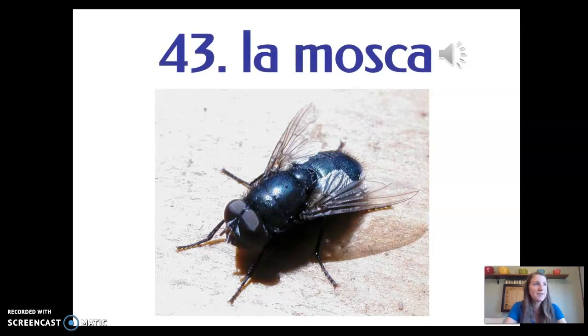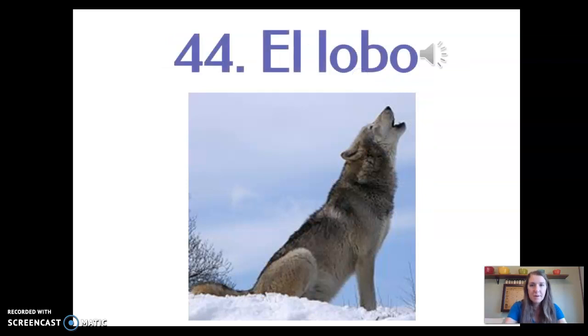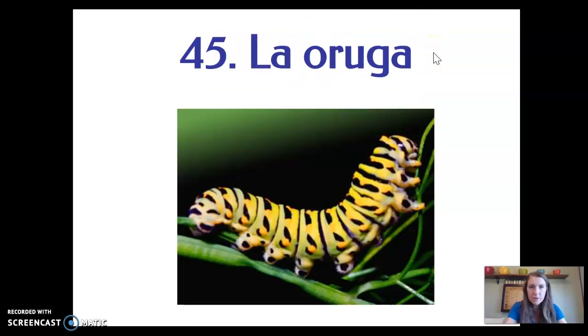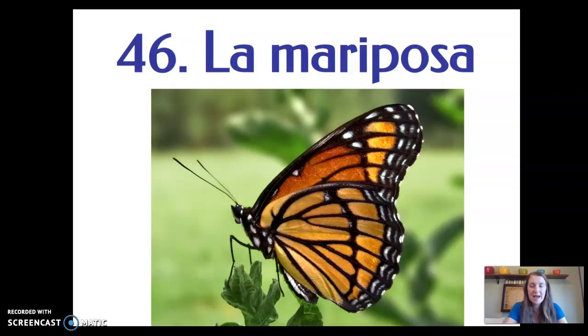And the word for fly swatter is a matamoscas, which kind of means like a fly killer, fly swatter, which I guess is what a fly swatter does. All right, here's our wolf, el lobo. And I wish these sounds worked, but they don't work. All right, la oruga, caterpillar. Butterfly, la mariposa.